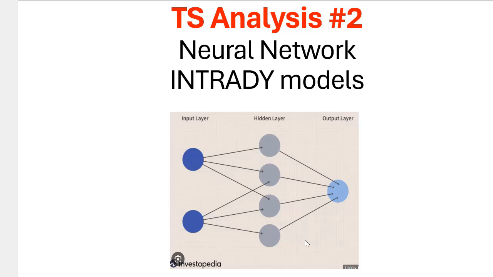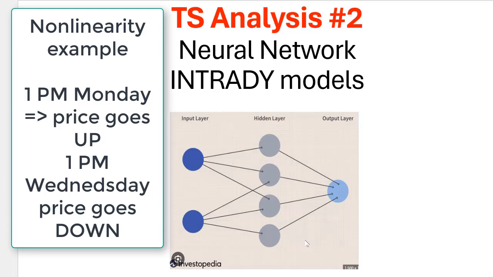Hidden layer. This is one hidden layer here. This is a very specific feature that allows us to catch non-linearity, non-linear effects in the projection line.